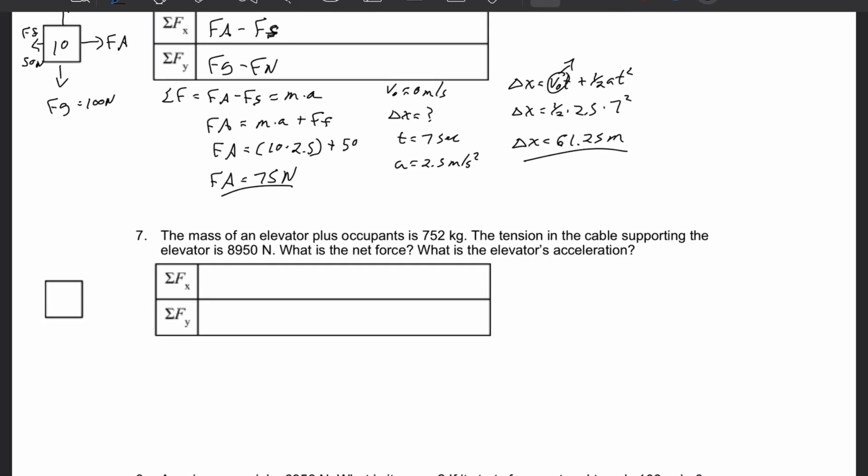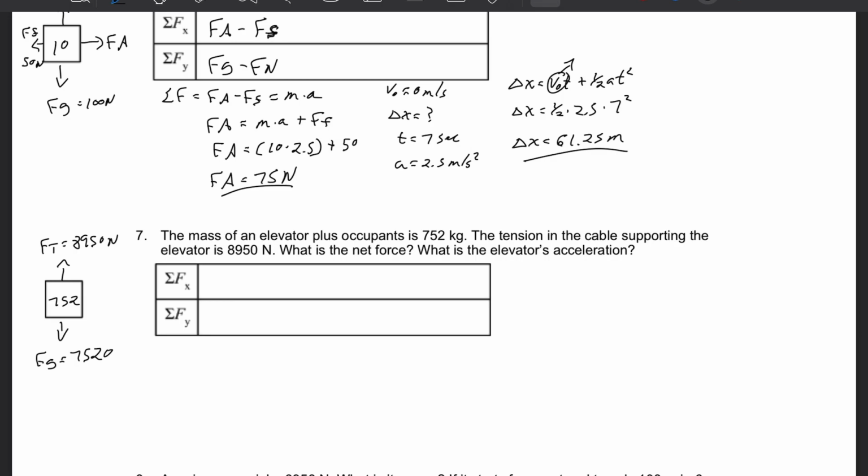The mass of an elevator plus occupants is 752 kilograms. So we're going to throw a 752 in the box. The tension in the cable supporting the elevator is 8950 newtons. So tension up is 8950 newtons. What's the net force? Well, there's no forces acting horizontally, so it's only talking about vertical. Force of gravity does not change unless you add more mass or change planets. So the force of gravity would be 7,520.